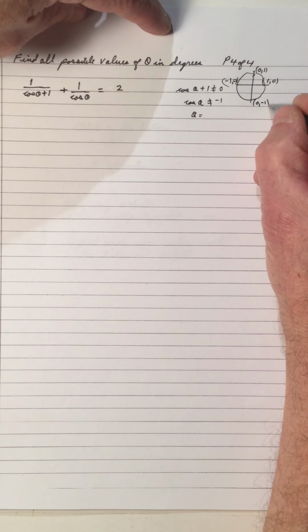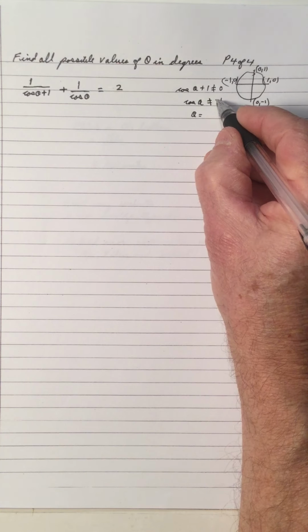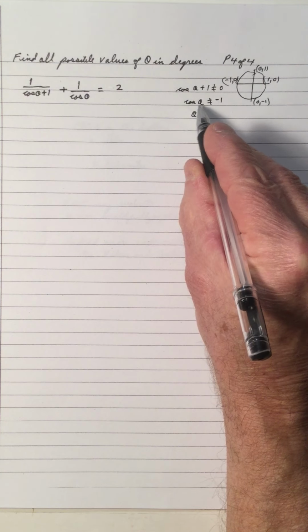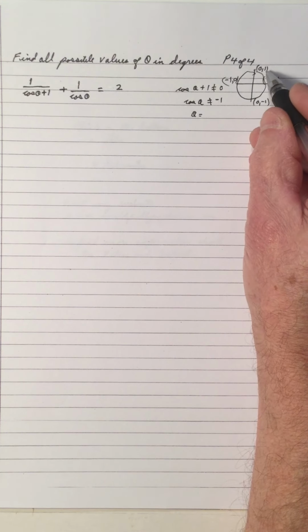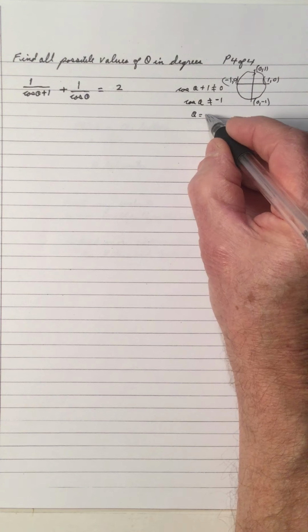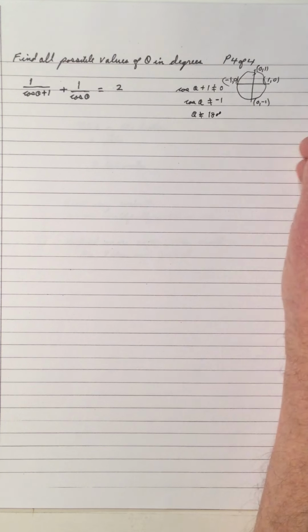And here it is. So cos is related to the x. So x is negative 1. X is 1, 0, negative 1, 0. X is negative 1 here. So that means theta cannot equal 180 degrees.